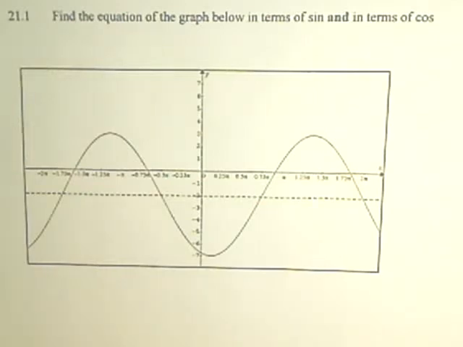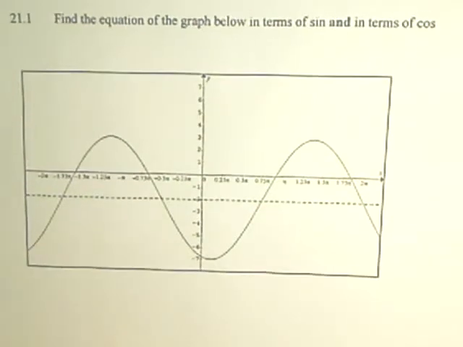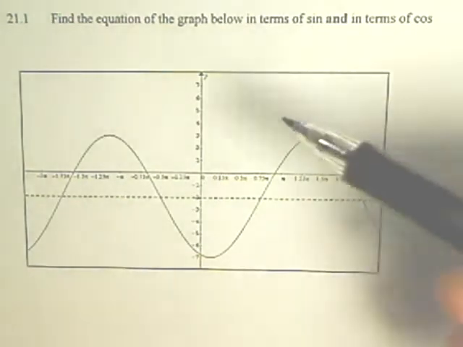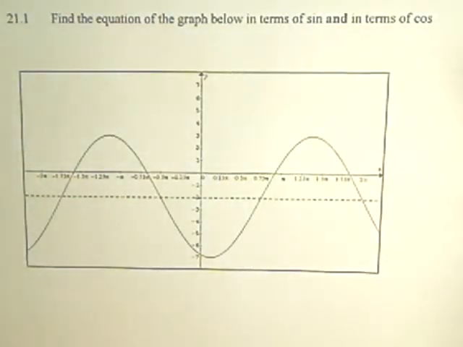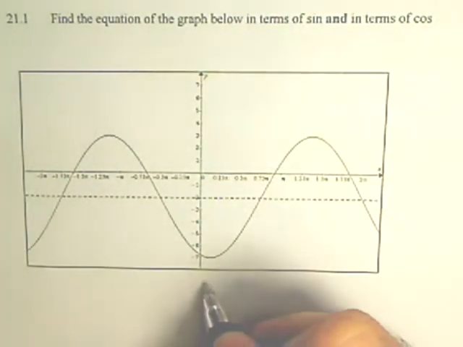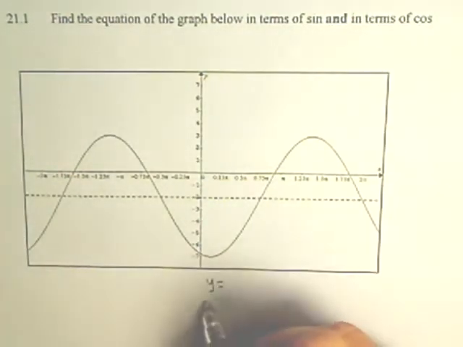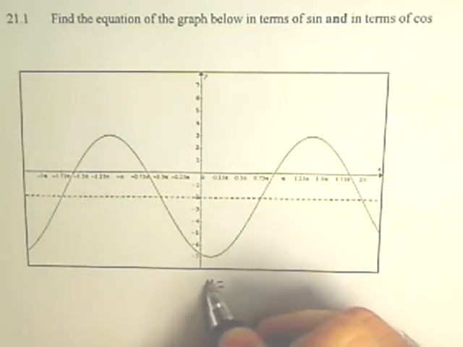Alright, finding the equation of the graphs in terms of sine and cosine. I've tried to zoom in as far as I can so you can kind of see this. But let's do the parts that are the same. We'll do them at the same time. Y equals and y equals, since it requires both sine and cosine.